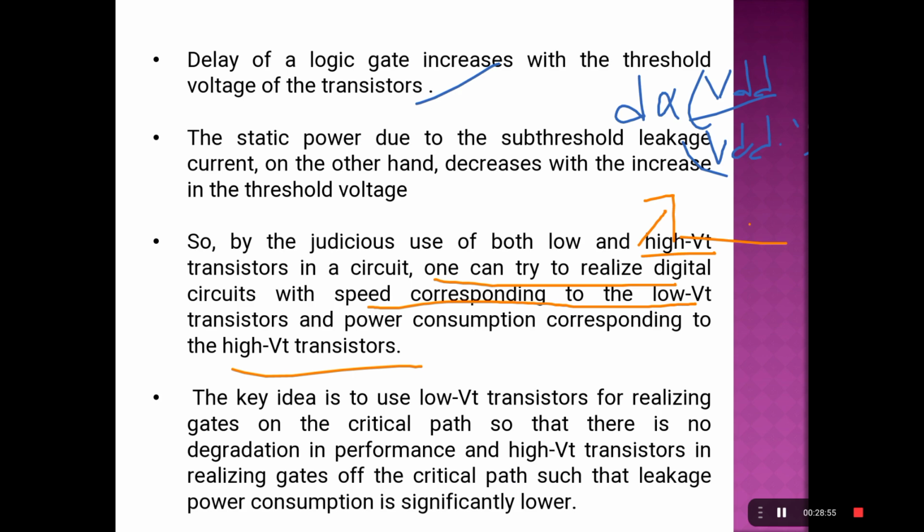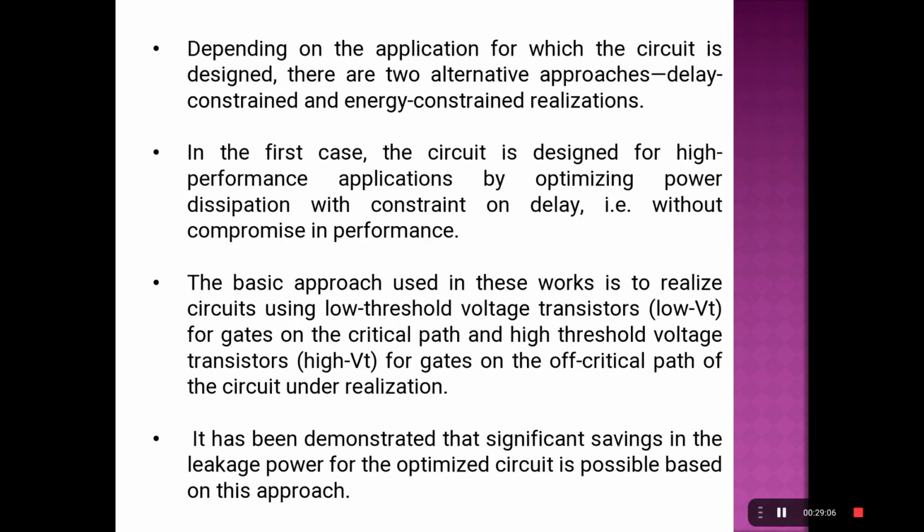Always you have to remember 2 points. Low threshold voltage is used for maintaining the performance. High threshold voltage is used to reduce the leakage current. That is very important, guys. You have to always keep this point in your mind.